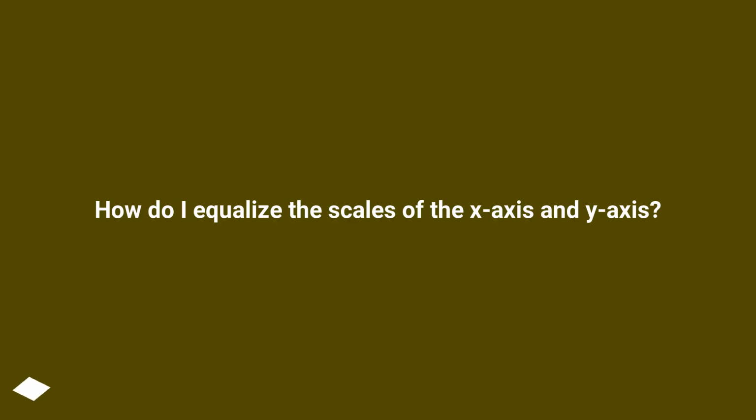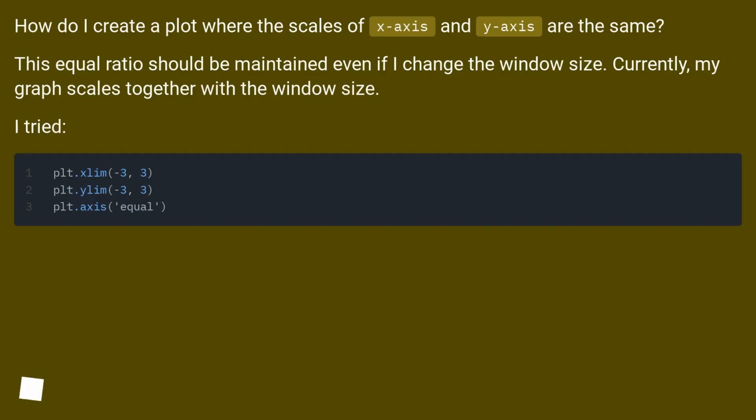How do I equalize the scales of the x-axis and y-axis? How do I create a plot where the scales of x-axis and y-axis are the same? This equal ratio should be maintained even if I change the window size. Currently, my graph scales together with the window size. I tried.